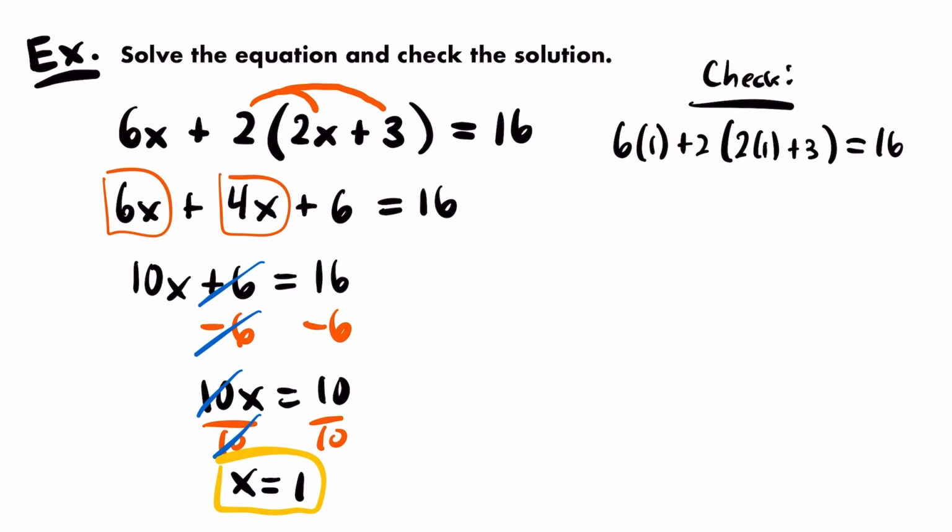And so simplifying, 6 times 1 is 6. So we have 6 plus 2 times what is inside the parentheses here. 2 times 1 is 2. So you have 2 plus 3, which is 5. So I'll just write down 5, and that's equal to 16. Now 2 times 5 is 10. So we have 6 plus 10 equals 16. And 6 plus 10 is 16.